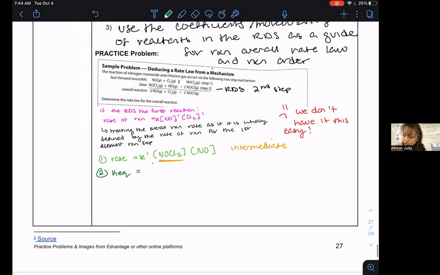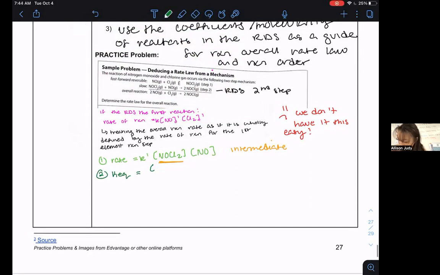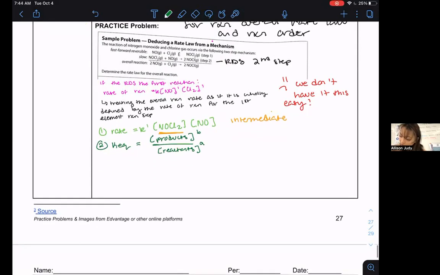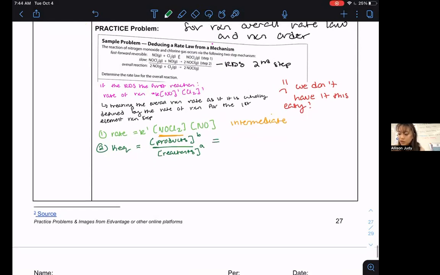The equilibrium expression equals the concentration of products over the reactants, raised to their respective coefficients. Whatever the coefficient is in front of your reactant, you raise to that. And so for us, our KEQ for this reaction, our equilibrium constant.